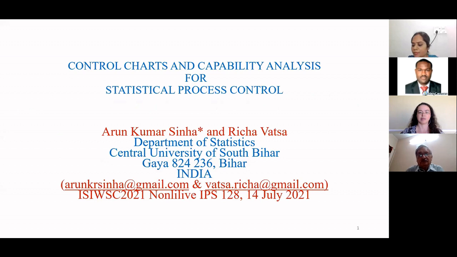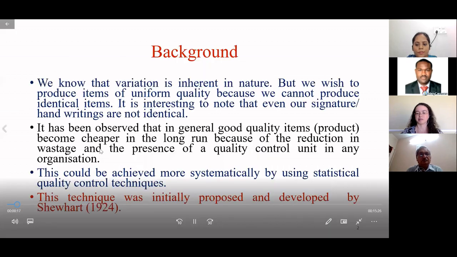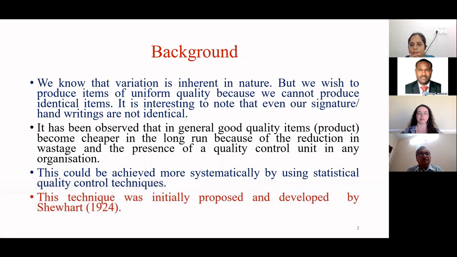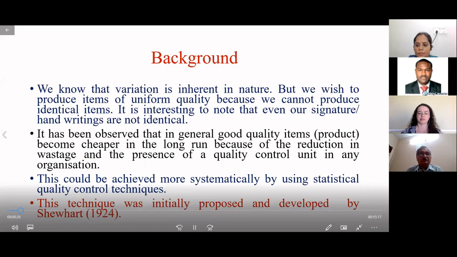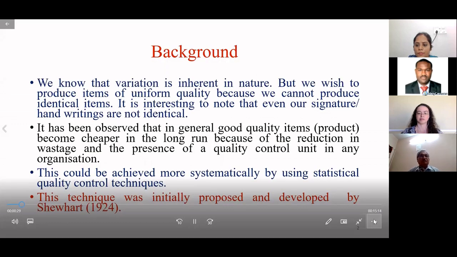The title of the topic is control charts and capability analysis for statistical process control. Now, background: we know that variation is inherent in nature, but we wish to produce items of uniform quality because we cannot produce identical items. It is interesting to note that even our signatures and handwritings are not identical.